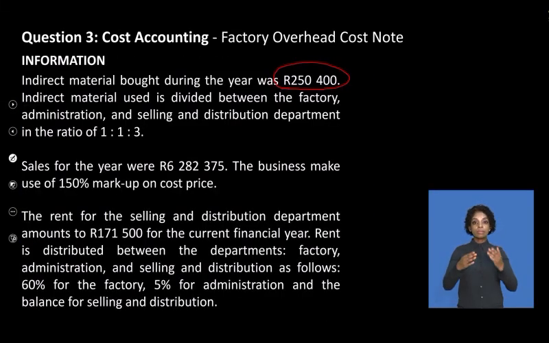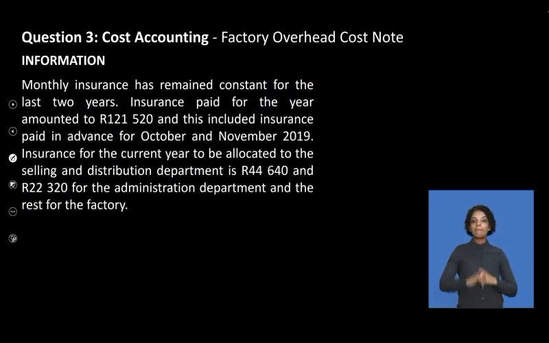The next one we're looking at is the monthly insurance. They're telling you that your monthly insurance has remained constant for the last 2 years, right? Insurance paid for the year amounted to 121,520. That's the value of insurance that you've paid. Okay, then you are told that this includes insurance paid in advance for October and November 2019, right?